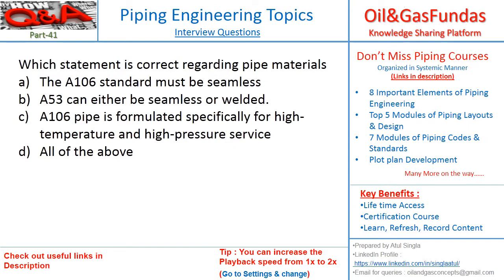Which statement is correct regarding pipe materials? A106 standard must be seamless. A53 can be seamless or welded. A106 pipe is formulated specially for high temperature and high pressure services, or all of the above.